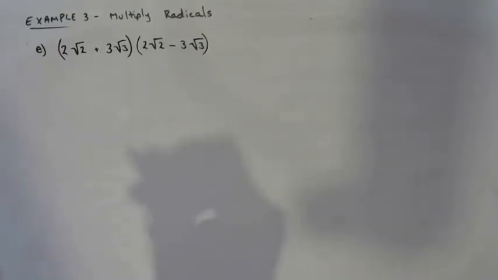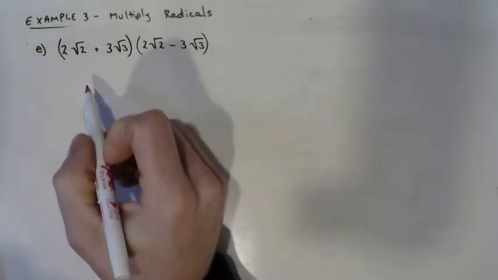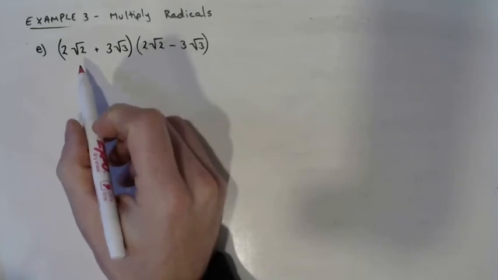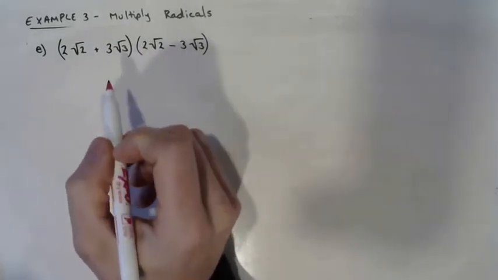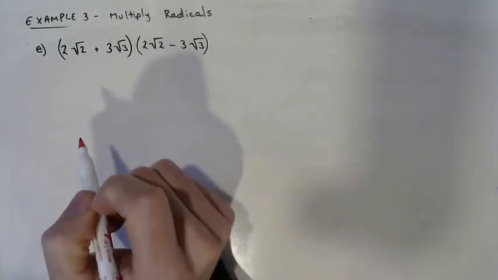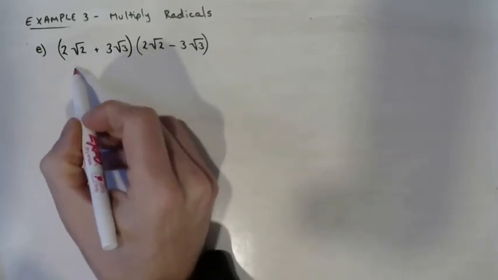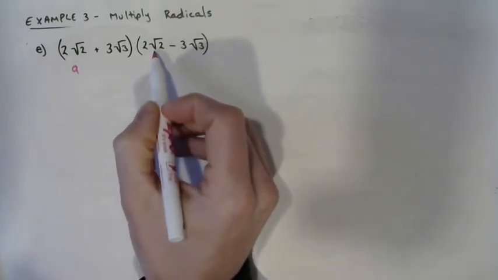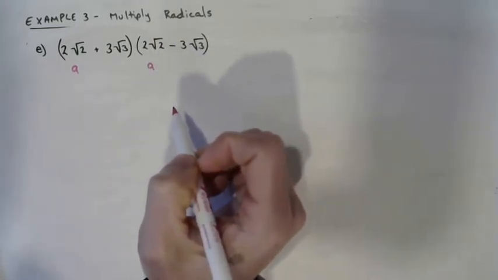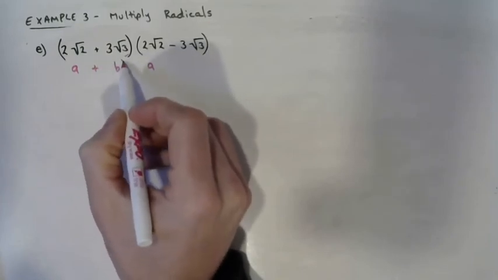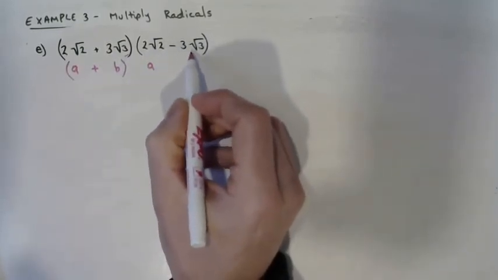3E looks pretty scary. You might automatically think, oh, I know what to do. Distributive property, I'm going to FOIL this. First times first, outside times outside, inside times inside, last times last. But you should notice something else about this. Look at this term here, call it A. It's the same as this term here. Let's call it A. Look at this term here, 3 radical 3. Let's call it B. And this term here, 3 radical 3.